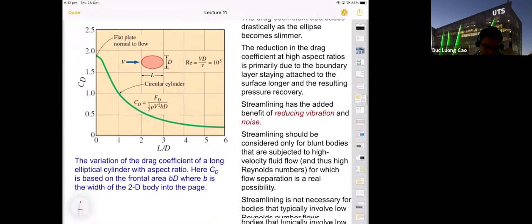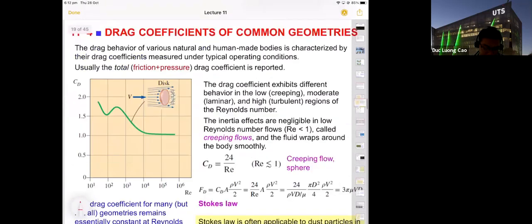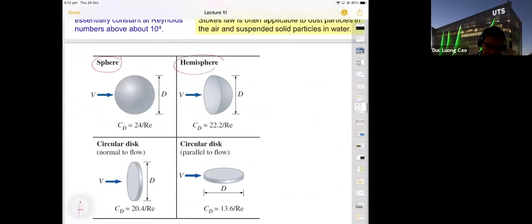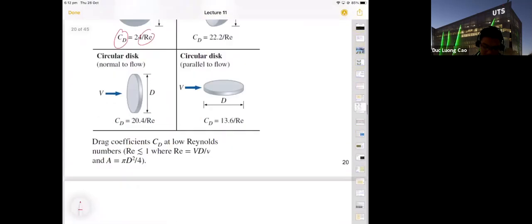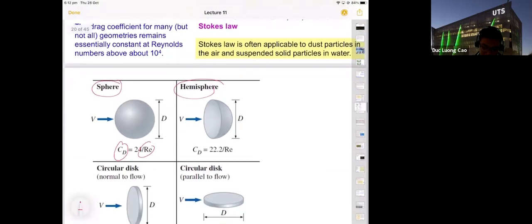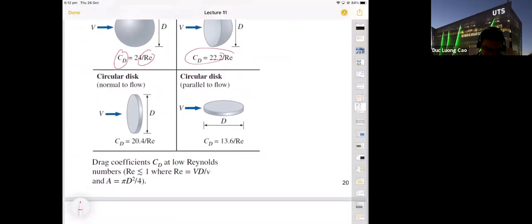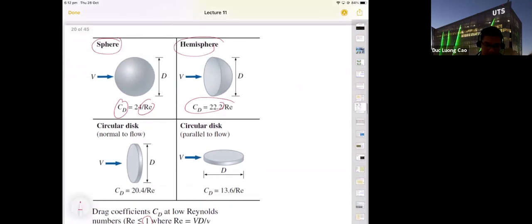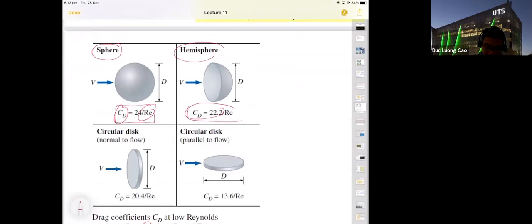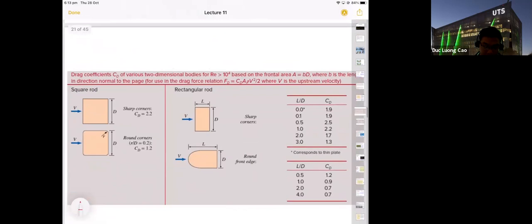This one is for elliptic cylinder. For other objects we have the CD, but this one is for laminar flow, or when the Reynolds number is smaller than 1. When you have Reynolds number smaller than 1, you can use this equation. Okay, for some common objects: sphere, hemisphere, circular disc. And this one is for when Reynolds number is higher than 10 to the power 4.